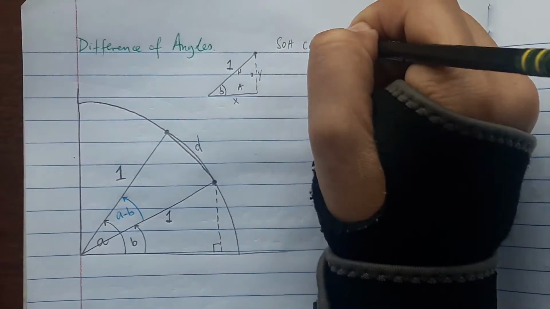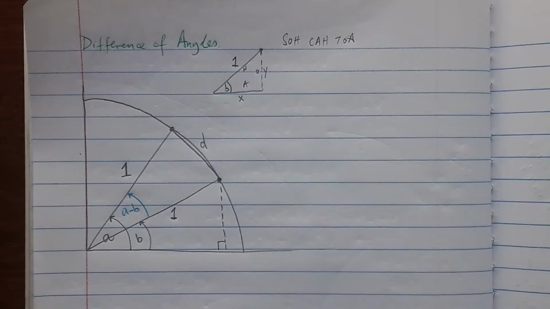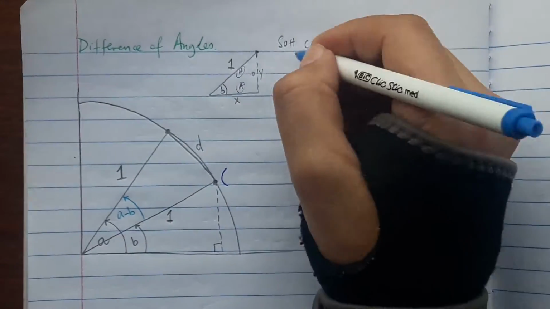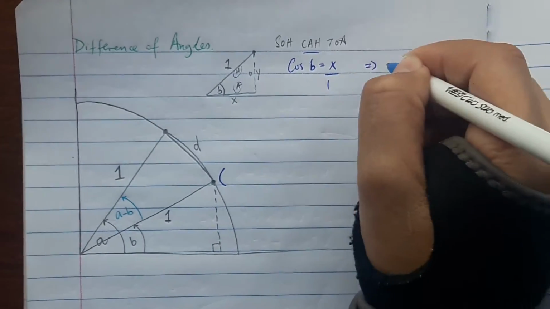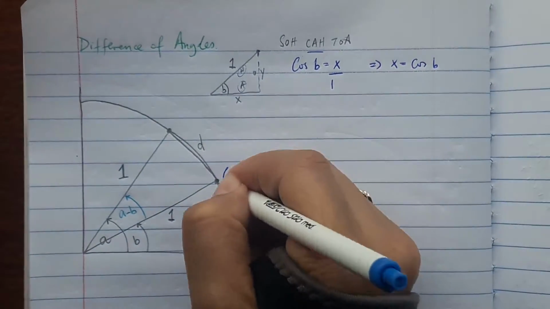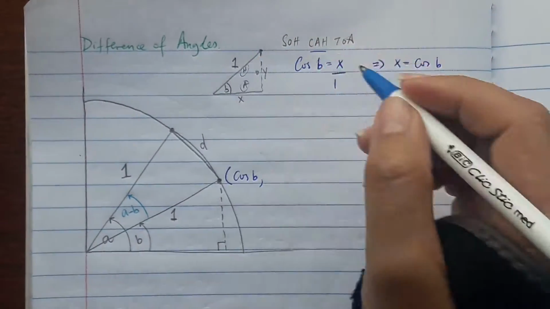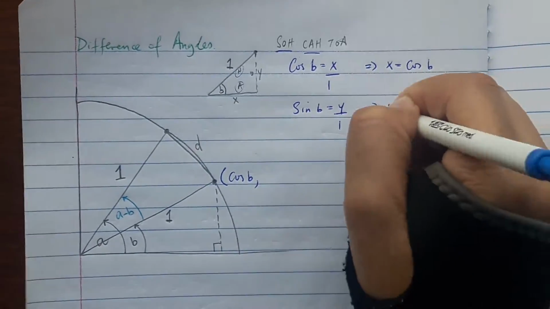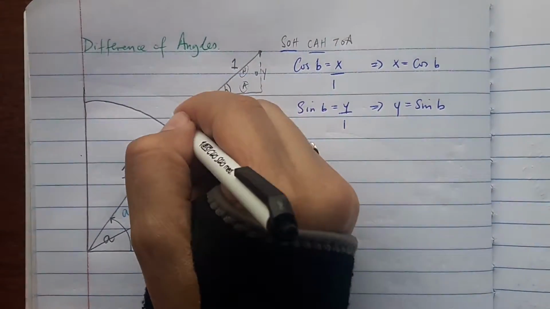Alright, using SOHCAHTOA again, I'm going to have cosine of the angle B is adjacent over hypotenuse, so that's x over 1. So x is equal to cosine B. So I'm going to put the x coordinate there on my point because that's that same triangle. Alright, do the same thing for y. Sine of the angle is opposite over hypotenuse. Opposite is y over hypotenuse, which is 1. So sine B.